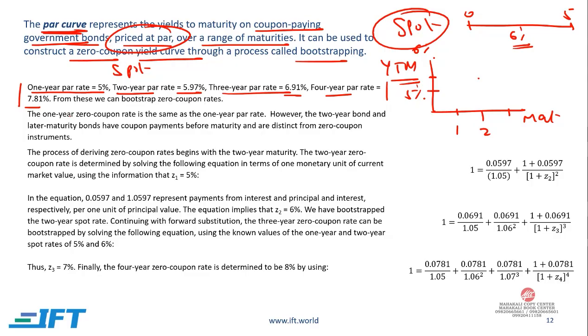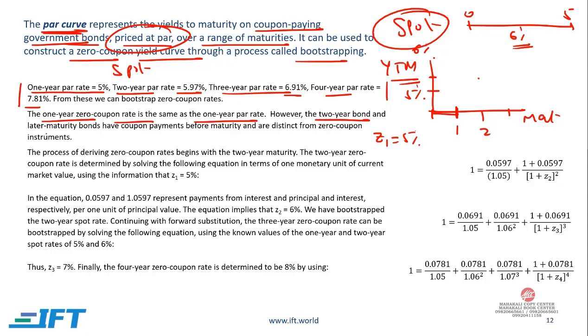Now, let's assume that these bonds pay annual coupons. We are told that the 1-year zero coupon rate is the same as the 1-year par rate. Why is this? Because with the 1-year bond, since we have annual coupons, there is no coupon or no payment in between. The payment is happening at the end of 1 year. So therefore, for a 1-year bond, since there is no cash flow in between, we can say that the yield is the same as the spot rate. So we can say that Z1 is equal to 5%.